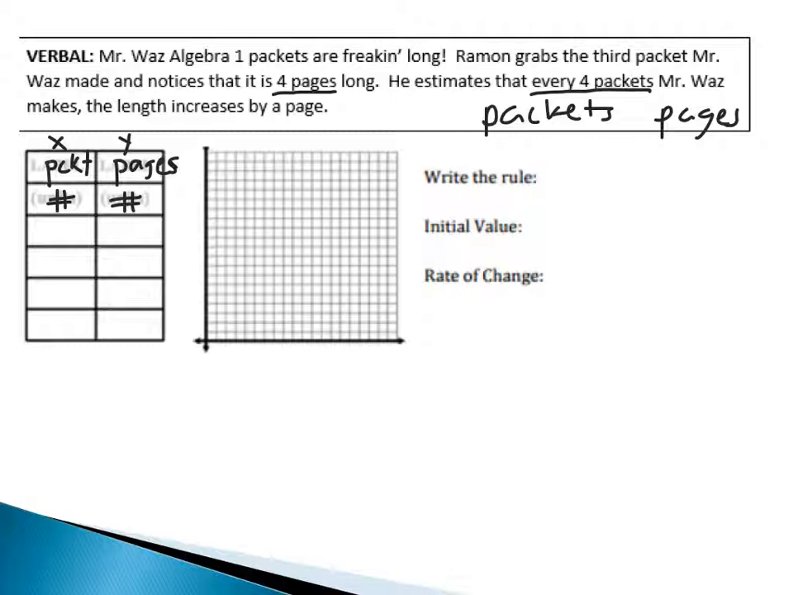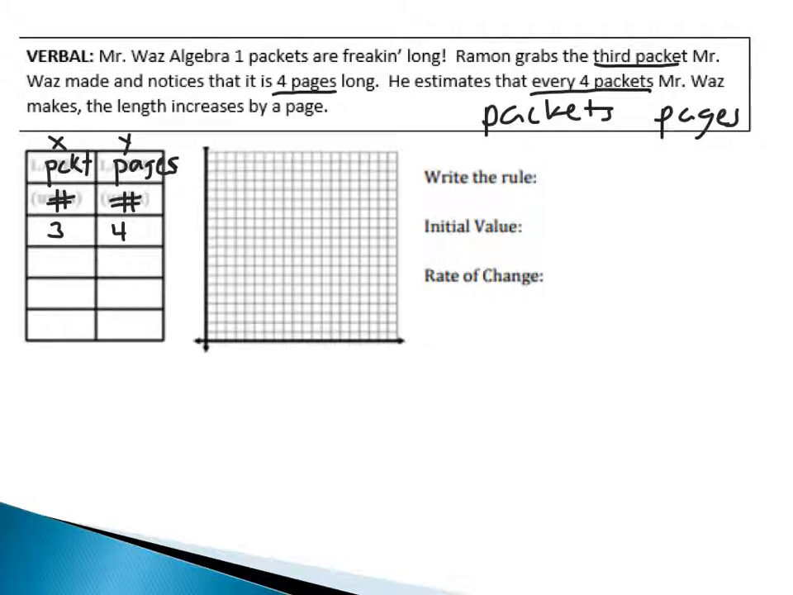All right, so given what we have, it says here it grabs the, whoa, Nelly, the third packet that I made, not the first one, but the third one. I know that third packet was 4 pages long. So unlike the other problem that I gave you the other day, we don't know how many pages my first packet was, but what we do know is that the third packet is 4 pages long. And it says every 4 packets, it's going to increase by a page.